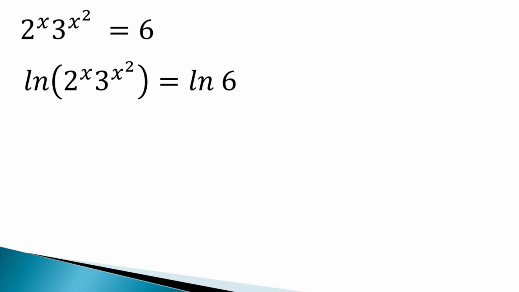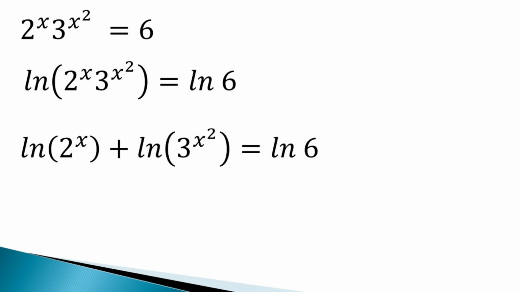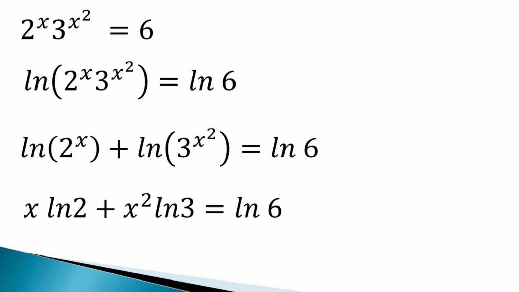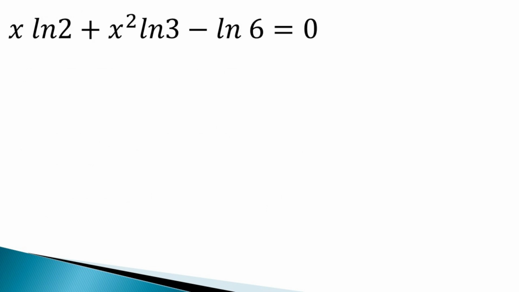Using the multiplication law of log on the left hand side, the equation becomes ln 2 raised to the power x plus ln 3 raised to the power x square is equal to ln 6. Power law of log is used on both the terms, and the equation becomes x ln 2 plus x square ln 3 is equal to ln 6. Bringing all the terms on the left hand side, the equation becomes x ln 2 plus x square ln 3 minus ln 6 is equal to 0.